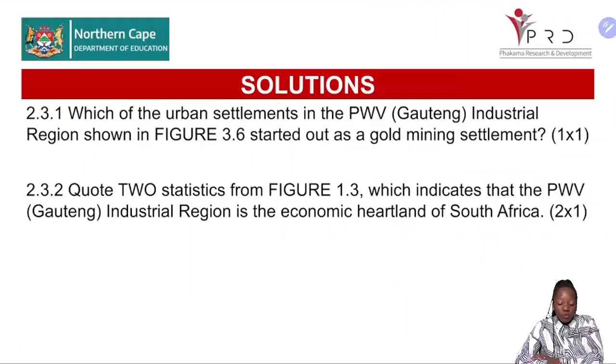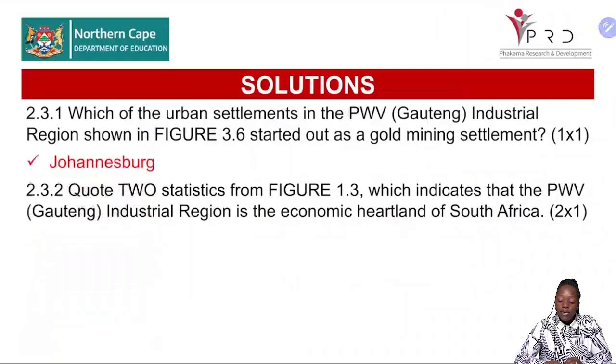Looking there at our solution, which of the urban settlements in the PWV Gauteng industrial region shown in the figure 3.6 started out as a gold mining settlement? You will remember that Johannesburg is even called the city of gold because that is where they discovered the gold, and that is how the industries were stimulated in that area.